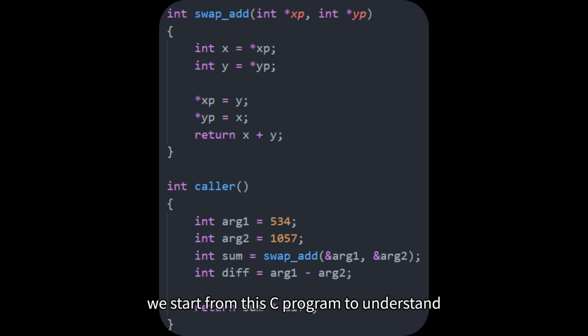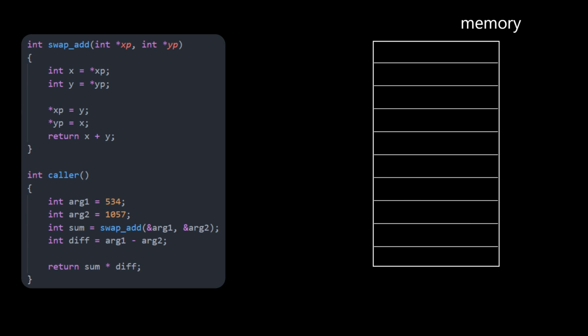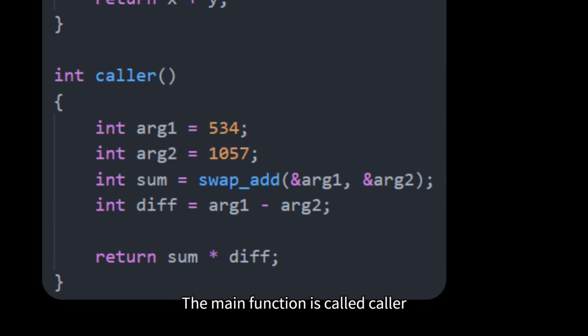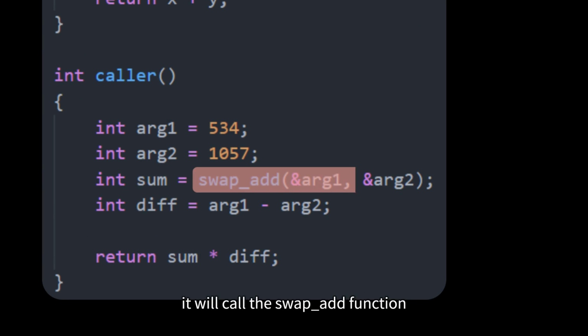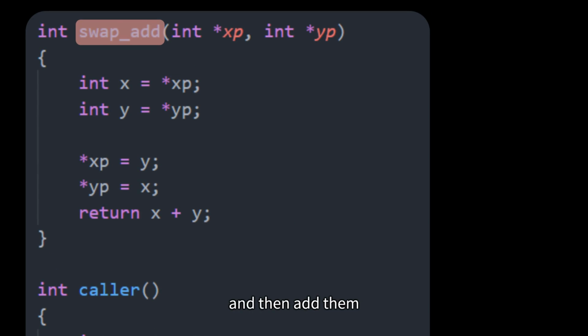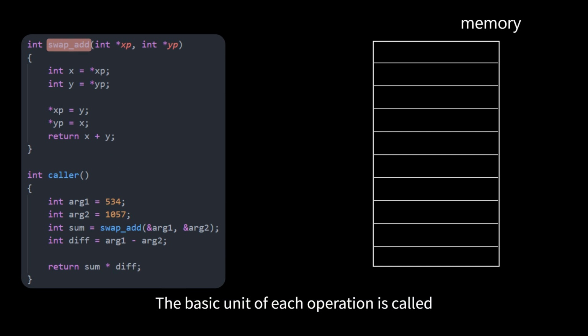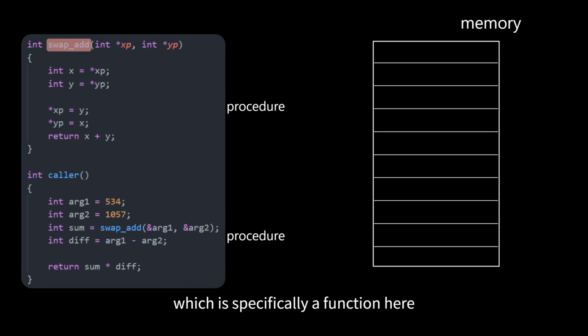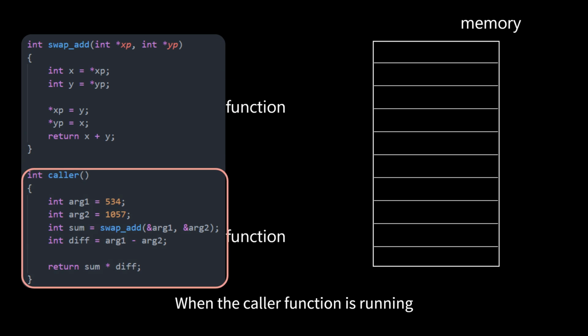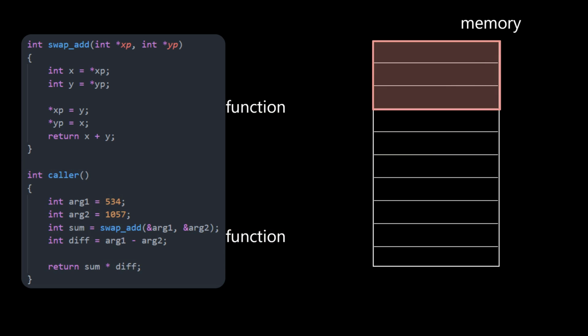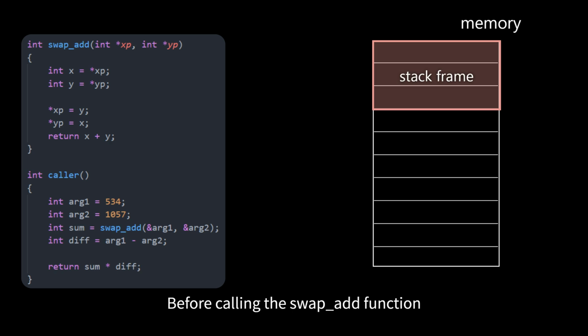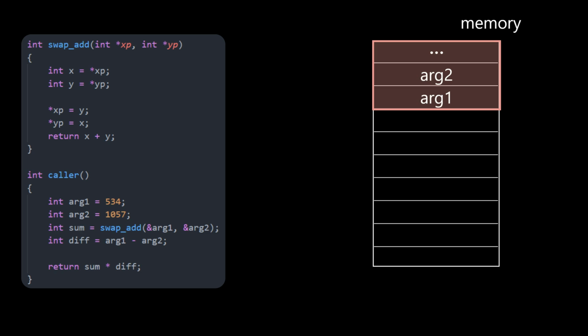Now we start from a C program to understand the running state of the stack. The main function is called the caller. It will call the swap_add function, which swaps the two parameters and then adds them. The basic unit of each operation is called a procedure, which is specifically a function here. When the caller function is running, there is a corresponding area in the running stack in memory, called a stack frame. Before calling the swap_add function, there are already local variables in the stack frame.